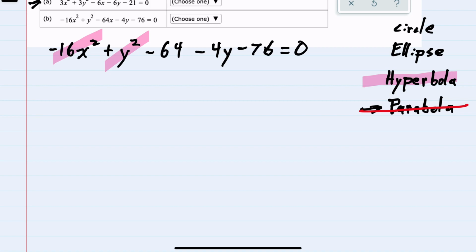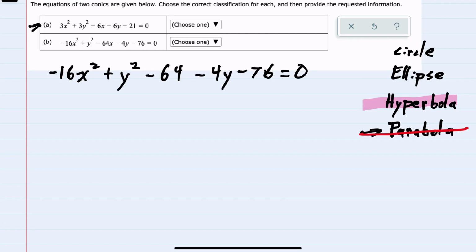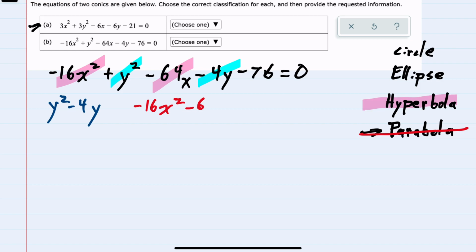But in case that were not obvious, I'll go ahead and put this in standard form, and I'll start with the positive leading coefficient, which is our y's. So I would move those first as y squared minus 4y, and then I would have my x terms, so a negative 16x squared minus 64x. Again, I'm doing the x as second because that leading coefficient was negative. And I would still add this 76 to the other side.